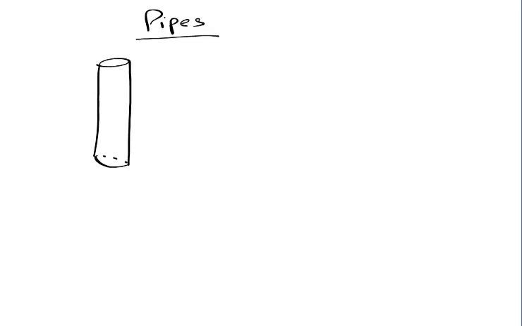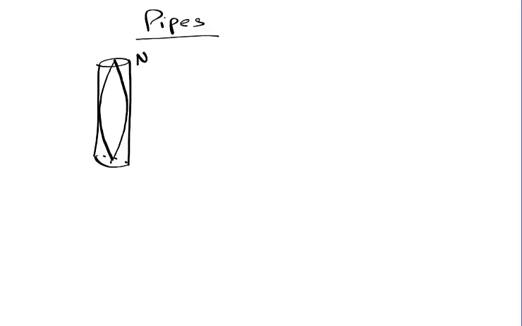Now, let's look at pipes. In the case of pipes, there's some similarities and some differences. In a pipe that is open at both ends, we also can set up a standing wave. We're going to have pressure variations in these standing waves inside the pipe, and the pressure variation is the least at the ends and the most in the middle. And so we get a standing wave pattern that looks something like this.